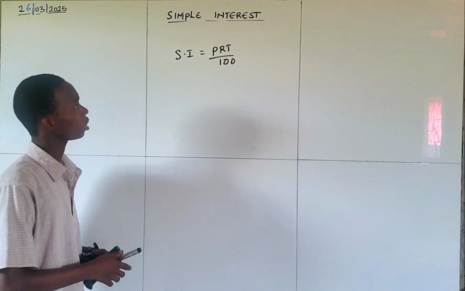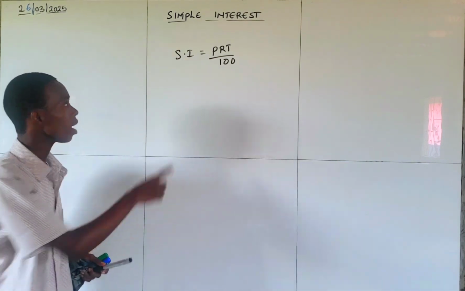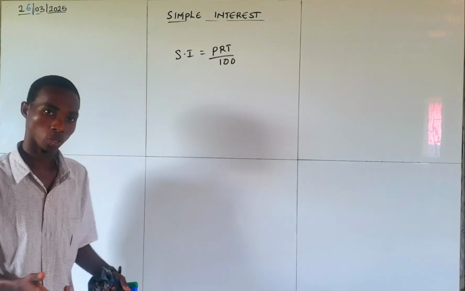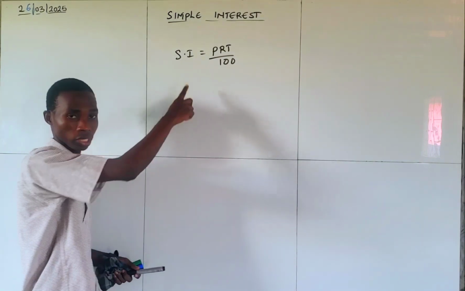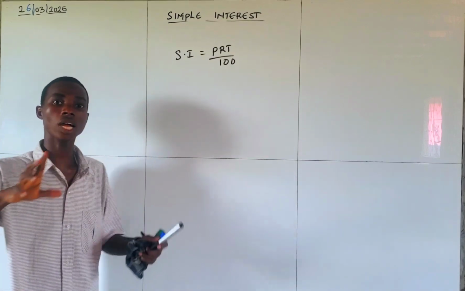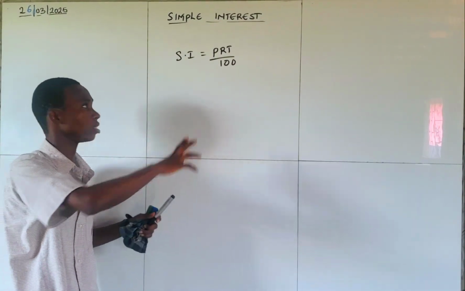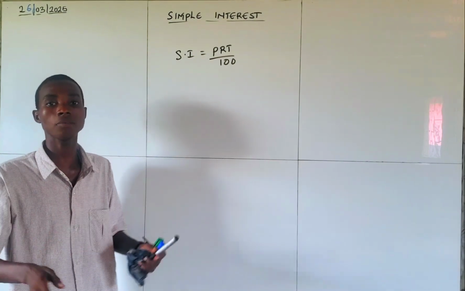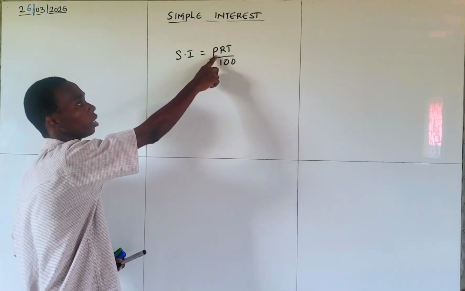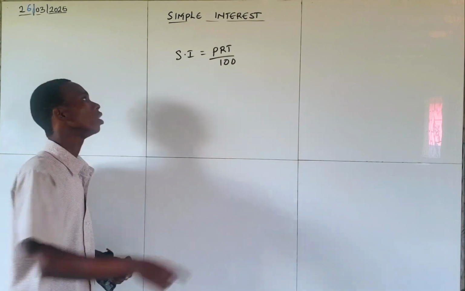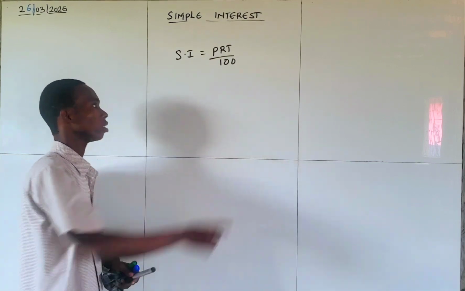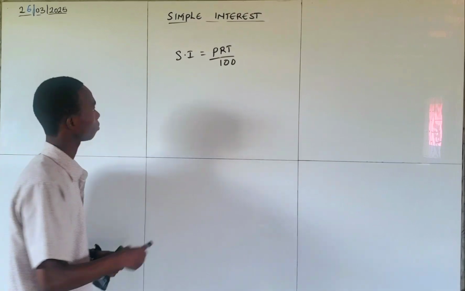So now, this is for the simple interest. SI means the simple interest, or you can say interest, just only I. You see that some equations put only I here. That only I means the interest. The simple interest and the interest are still the same thing. And then P here means the principal, R is the rate, and T is the time.